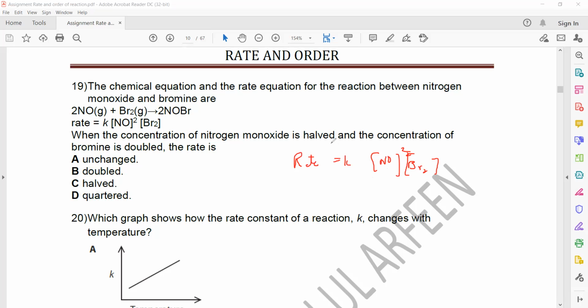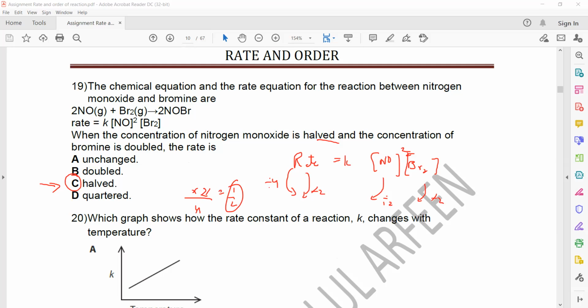So the concentration is halved, so this is divided by 2. The rate will be divided by 4. And the concentration of bromine is doubled, so this will also be doubled because it's first order. So one is multiplied by 2, another is divided by 4. What is the overall change? It will be 1 by 2, so it becomes half of its original value. So C will be the right answer. Is it clear? Question 19.